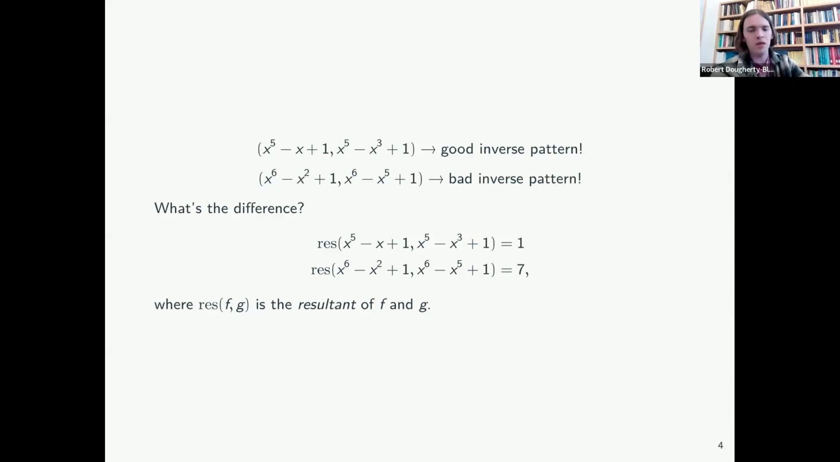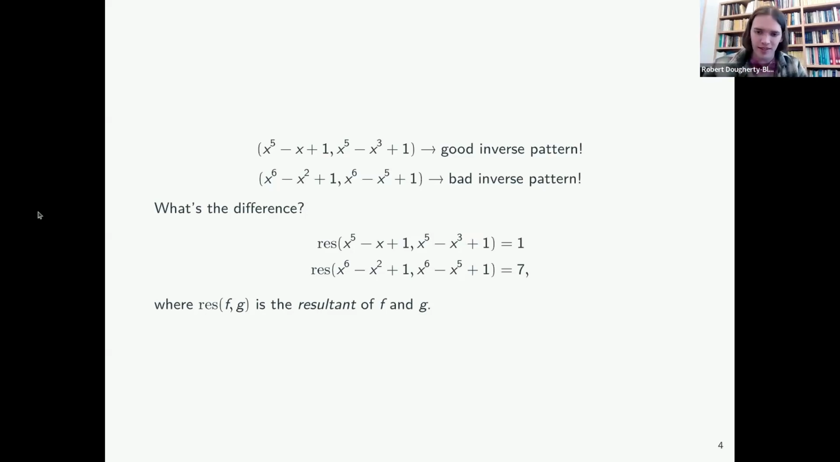That's what separates them. But is there some way to understand what would appear on the right-hand side by looking at the 2 polynomials? And the answer is yes. If you know what a resultant is, what separates these 2 pairs is the value of their resultant. So the resultant of the first 2 polynomials is 1. The resultant of the second 2 polynomials is 7. And that's kind of how you can predict, in a way, what will appear on the right-hand side. That's great if you know what a resultant is.